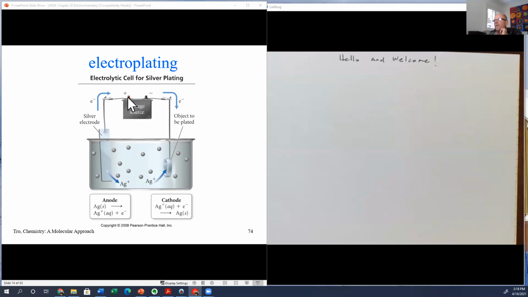You need a certain amount of voltage to get this going, but then once it's going, what controls how much silver is plated is the current, right? Because every one electron coats one silver ion, right? So you actually have stoichiometry here, which I'll show you how to calculate in a minute. Oh, okay.